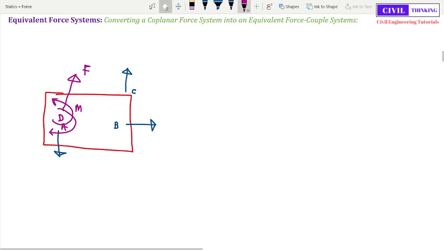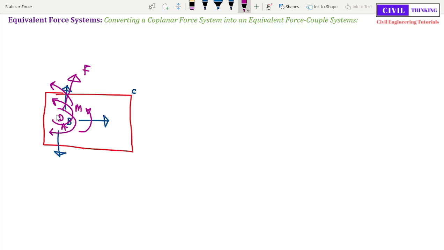Now we will move this force to point D, and then we will also add a corresponding moment due to this motion. Then we will also move this force to point D, and add a moment. Now this may seem all messed up. Don't worry, we'll be solving a problem on this and you'll understand everything.